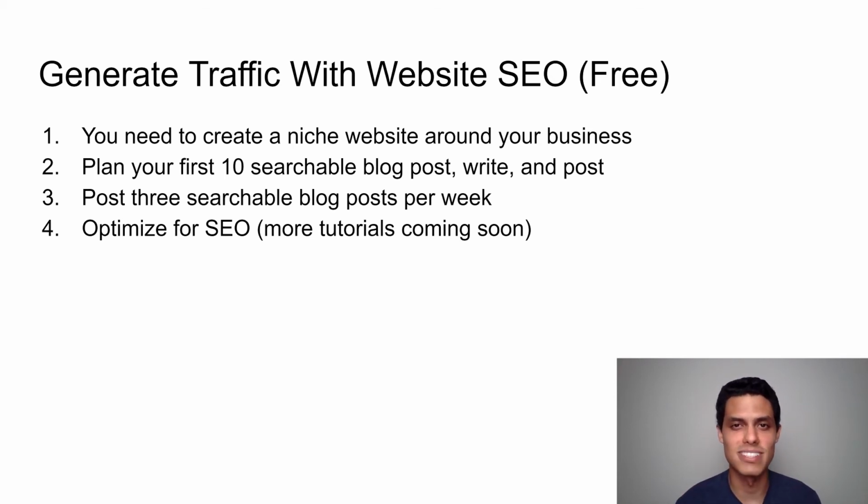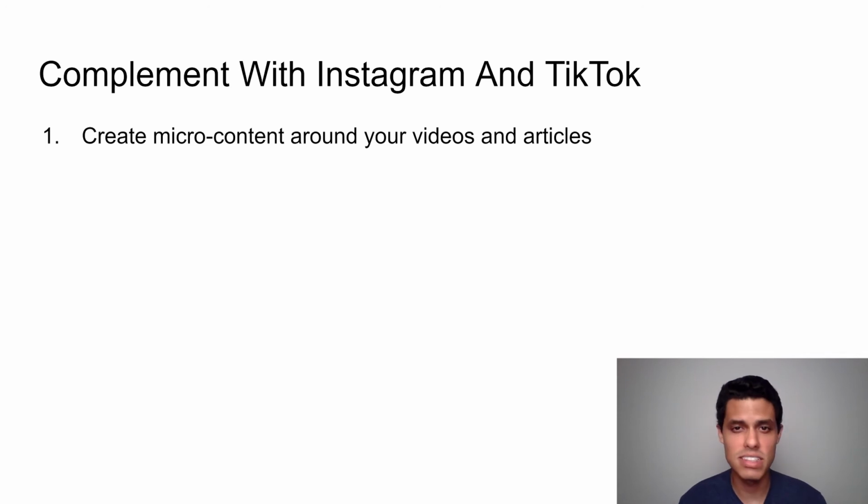The next step is to complement with Instagram and TikTok. So create micro content around your videos and articles. So let's say that you took the YouTube route, so get this video and chop this video to 30 seconds and repost this on Instagram and TikTok with a call to action, and then you will have more possibilities to send people to your landing page. The same way with the articles that you're posting on your website, you can reuse them and do voiceovers and graphics and repost these articles to be consumable and shareable on Instagram and TikTok.